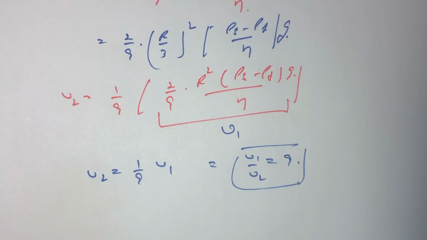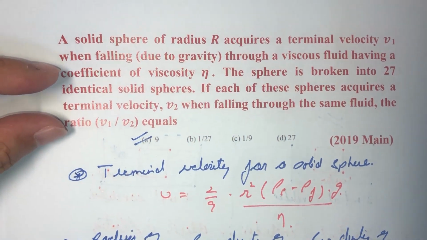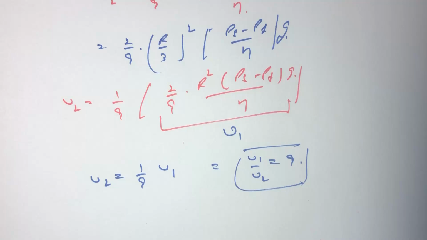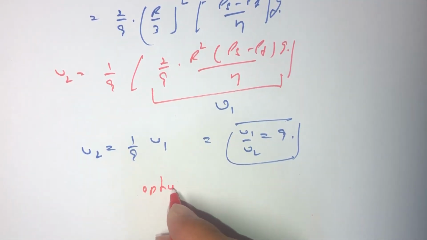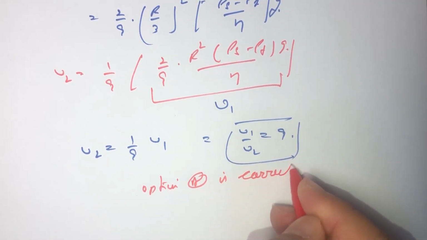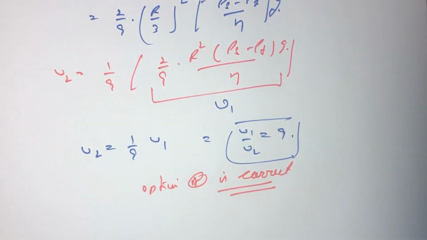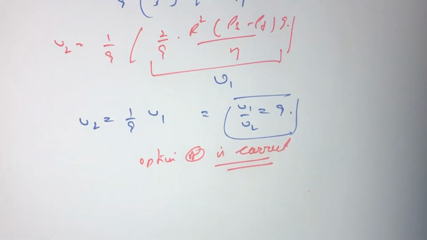So of the options that are given to us, option A is the correct option. So this is quite simple, based directly on the formula for the terminal velocity. Thank you.